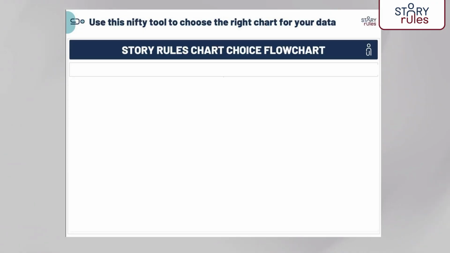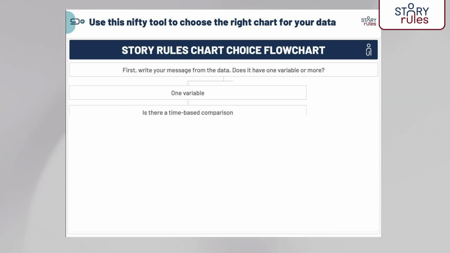Once you have identified the comparison factor being used in your message, then you can choose the right chart for it using this nifty tool, the Story Rules Chart Choice Flowchart. Let's build it. First, write your message from the data. Then ask, does it have one variable or more? If one variable, then find the comparison factor.